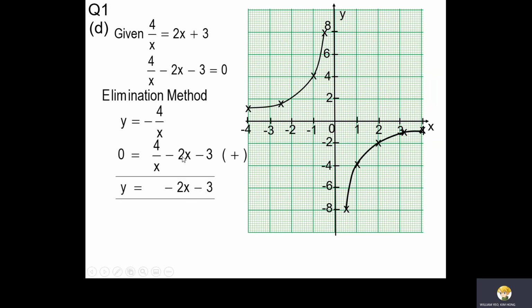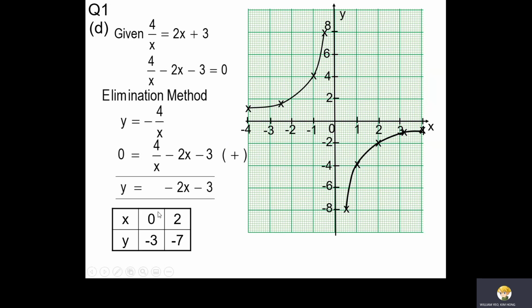As for this, you will get something like this. Plus negative 2 means you still get negative 2. Plus negative 3, you still get negative 3. As you can see, this is a straight line. How to see whether this is a straight line or not? The power of x is just 1. To sketch this straight line is very easy. You just need any 2 points on the graph.